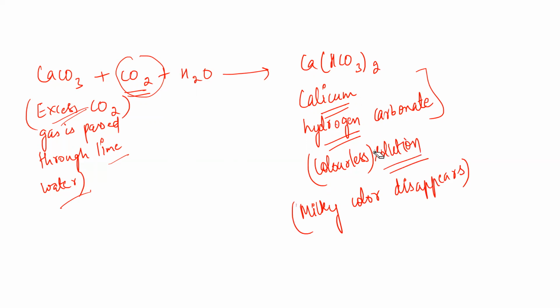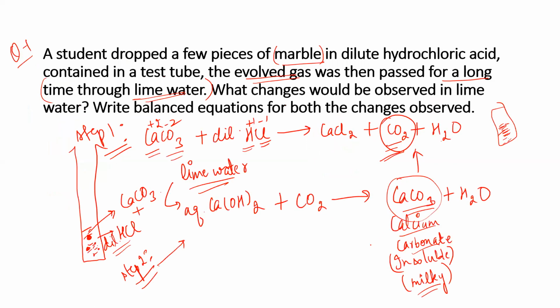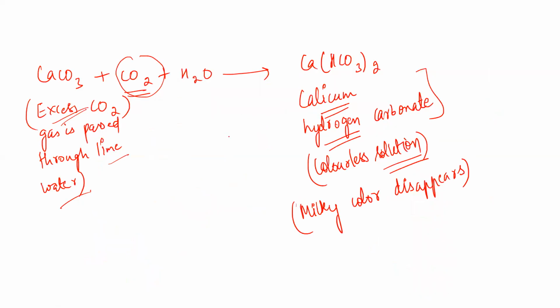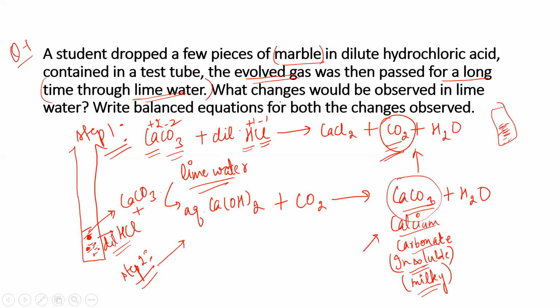And this colorless solution, now see, here we have calcium carbonate, which is insoluble in water, and that's why a milky color appeared and a precipitate is formed. But in this case, a colorless solution is obtained because this calcium hydrogen carbonate is soluble in water. That's why the milky color disappears from the solution.